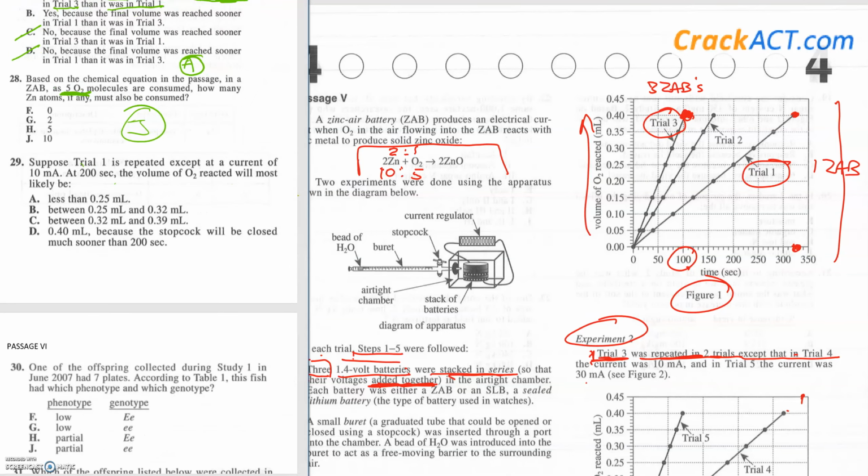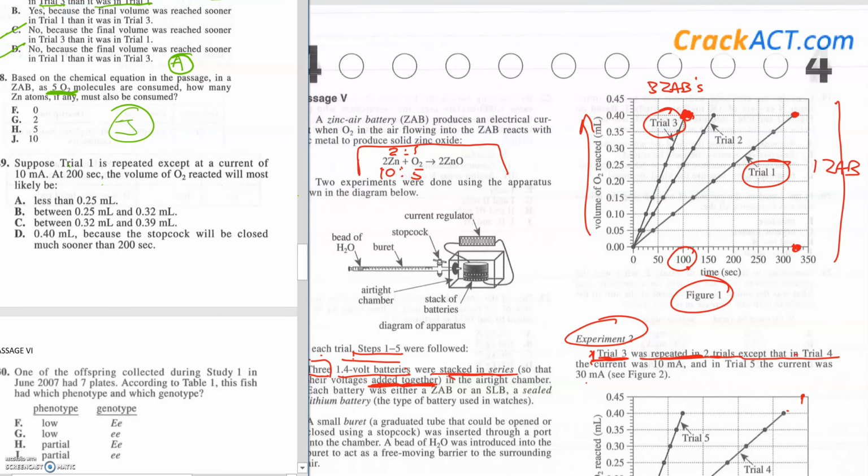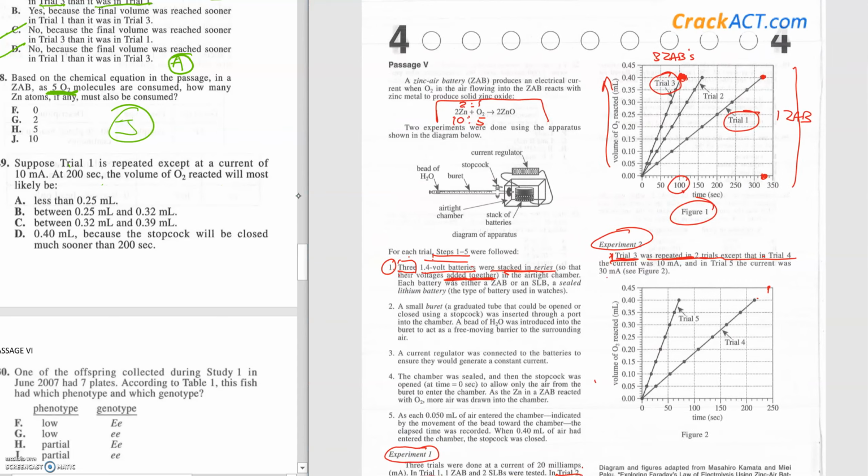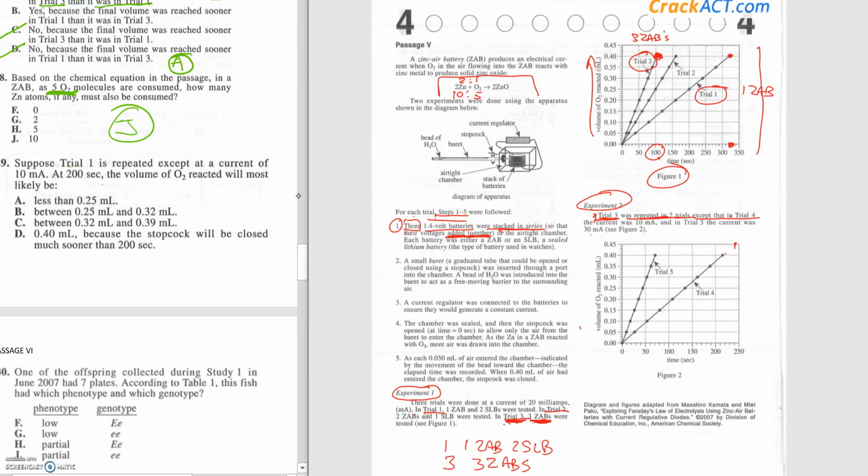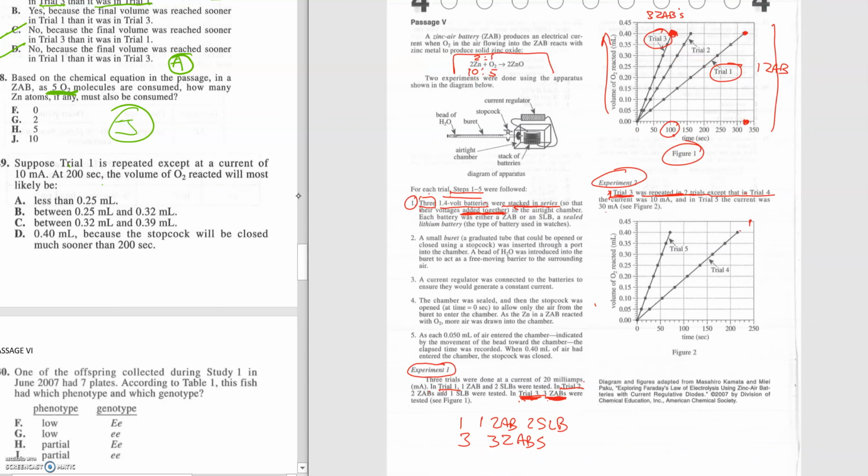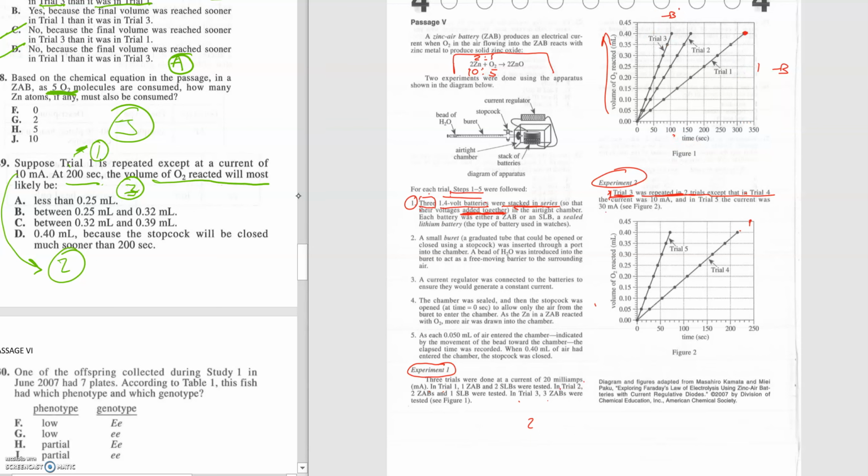Okay, last question. Suppose trial 1 was repeated, except at a current of 10 milliamps at 200 seconds. Okay, so trial 1, that's step 1, we have to find trial 1. Repeated except at a current of 10, so we have to understand what 10 milliamps is about. 200 seconds, find that. And then step 4 is find the volume of O2 reacted. So trial 1, we remember, was down here in experiment 1, and it's over here. So I'm getting rid of all that.